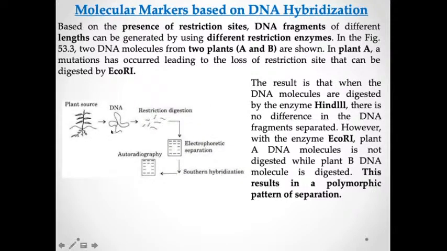The same diagram is shown in the figure. You take the plant source, you take the DNA, do restriction digestion, then check with electrophoretic separation, and then with the help of Southern hybridization, you check with autoradiography how the results look.